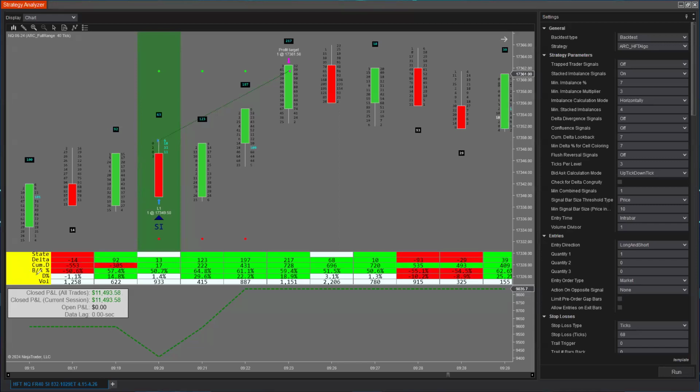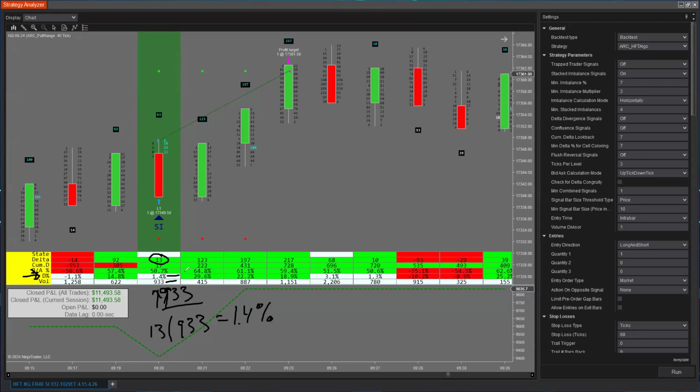Then we have percent delta. So what is percent delta? That means if you take the total volume for that bar, which is the next one, which is 933, that means the total volume executed in that bar was 933 contracts. Then we take the net delta, which is 13. 13 divided by 933 equals 1.4%, which is percent delta.